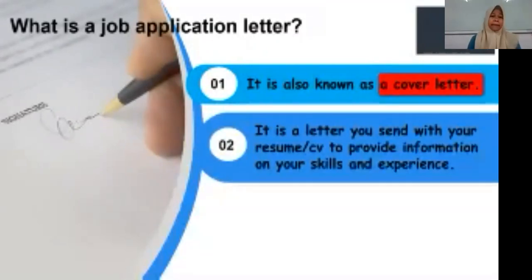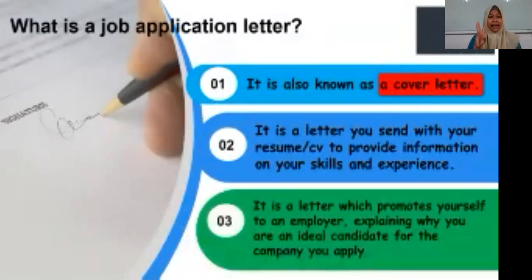And the second one, a job application letter is a letter you send with your resume or CV to provide information on your skills and experience. So you are going to write all your self-ability, your experience, to sell yourself to the company that you apply for. And number 3, it is a letter which promotes yourself to an employer, explaining why you are an ideal candidate for their company. So we have 3 definitions for the job application letter.